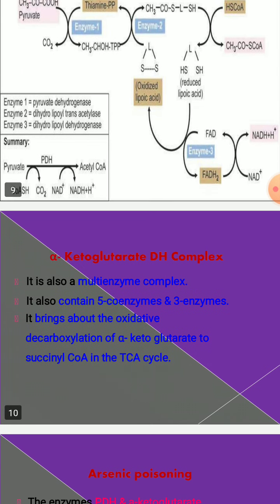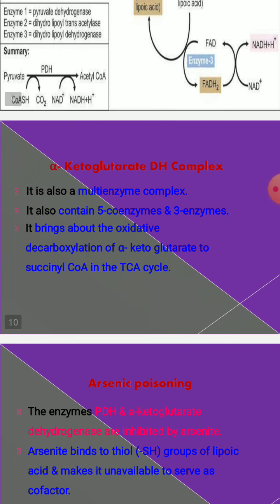So same like PDH, you can see the alpha ketoglutarate dehydrogenase multi-enzyme complex. It is also acting as a multi-enzyme complex, so it also contains the 5 coenzymes and cofactors. It brings about the oxidative decarboxylation of alpha ketoglutarate to succinyl CoA, what we have seen in the TCA cycle. Once after the formation of isocitrate to alpha ketoglutarate, then alpha ketoglutarate to succinyl CoA, you can see this enzyme involvement, alpha ketoglutarate dehydrogenase.